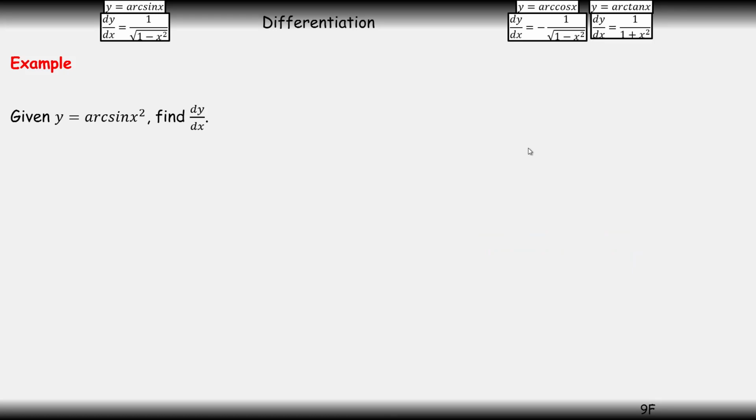Okay, in this example, we've got y is equal to arcsine x squared. And that's what causes the problem, is the x squared. So we've got to differentiate that. y equals arcsine of x squared. I can differentiate arcsine of x, but x squared is causing a problem. So if I use the chain rule, if I let u be equal to x squared, if I differentiate that, du over dx is equal to 2x.